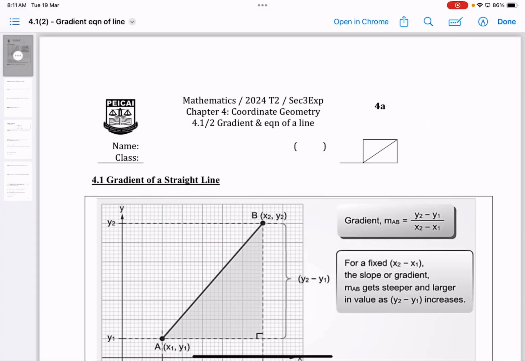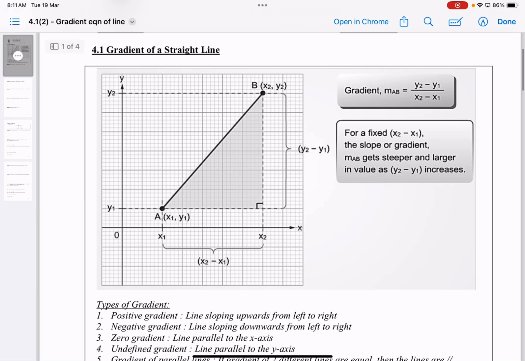Graphs. Alright? So, in this chapter, what we're going to learn? Only two things. We're going to learn about gradients and we're going to learn about equations of a straight line. Okay? Gradients and equations of a straight line.